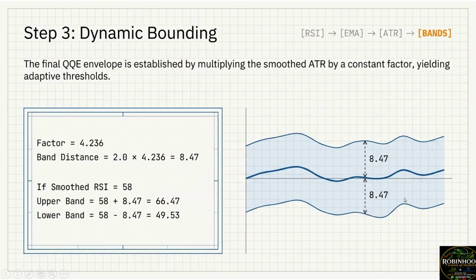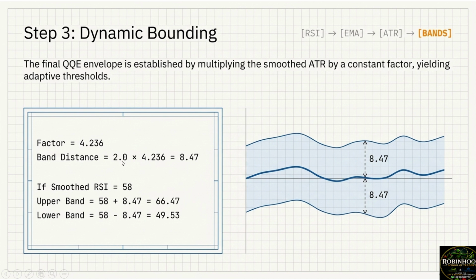Now the magic comes. What it will do, let us say if the last RSI was 58, it will take the 58 plus it will try to create a band, similar to a Bollinger band. So it will create a bracket band.